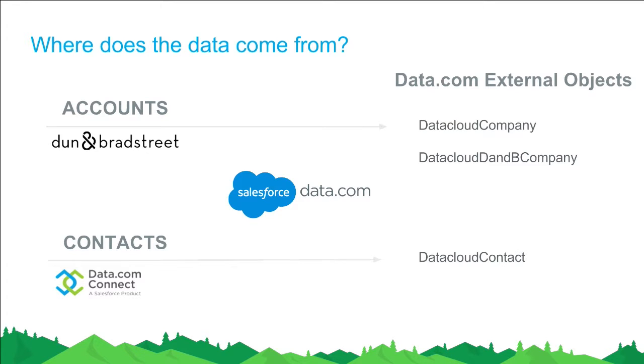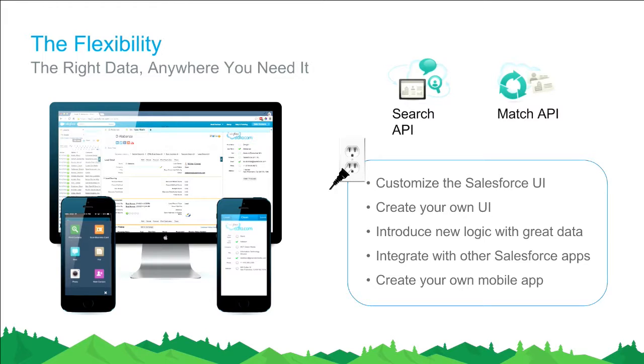Now, all the contact data is available to you as a part of Data Cloud Contact. So given this is the data that we provide today, what are the APIs that we have? We have two APIs out there. One is the Search API, and the other one is the Match API. Again, the data set is still the same. Under the hood, the APIs are going to access the contact level data or company level data.